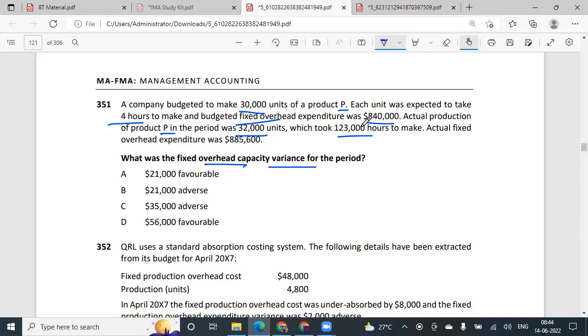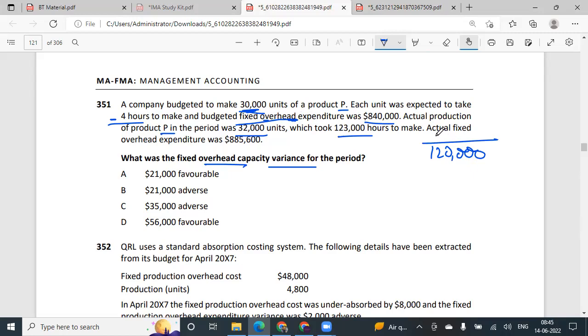तो सवाल तो समझ में आ गया ना अभी तक. एक यूनिट को कितने घंटे लग रहे हैं? 4 घंटे. और बजट कितना कर रहे हैं 30,000 का, तो फिर आपके बजटेड आवर्स कितने हुए? 1,20,000. यस और नो। और फिक्स्ड ओवरहेड एक्सपेंडिचर मतलब बजटेड फिक्स्ड ओवरहेड एक्सपेंडिचर कितना है? 8,40,000.